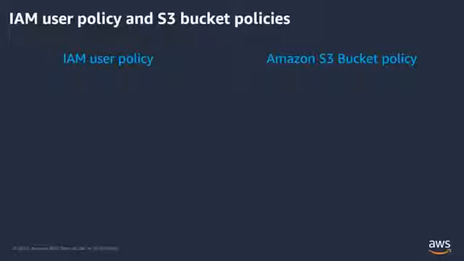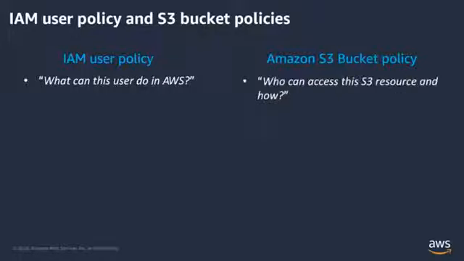So we'll take a look at the structure of these policies in just a minute. But first, let's talk about the difference between IAM policies and a bucket policy. So as I said, an IAM policy defines what a user can do within AWS, and an S3 bucket policy defines who can access this S3 resource and how.